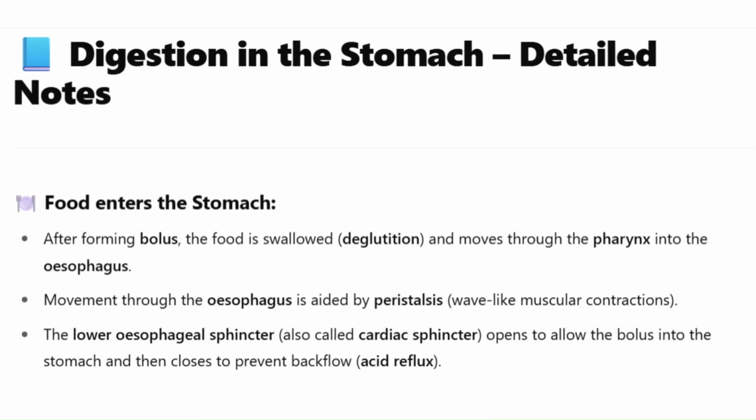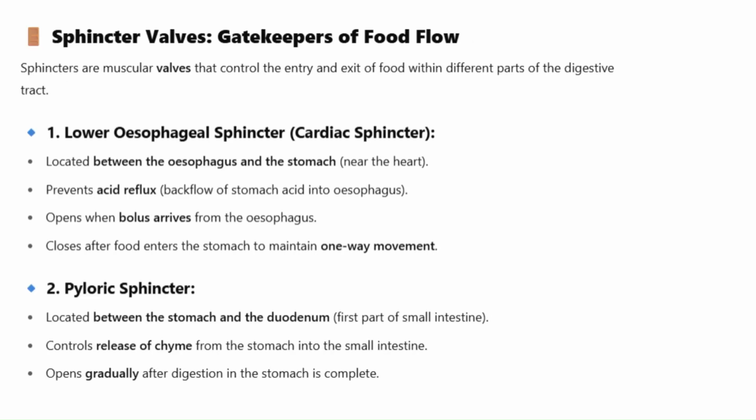Digestion in the stomach. Detailed notes. Food enters the stomach. After forming bolus, the food is swallowed, deglutition, and moves through the pharynx into the esophagus. Movement through the esophagus is aided by peristalsis, wave-like muscular contractions. The lower esophageal sphincter, also called cardiac sphincter, opens to allow the bolus into the stomach and then closes to prevent backflow, acid reflux.